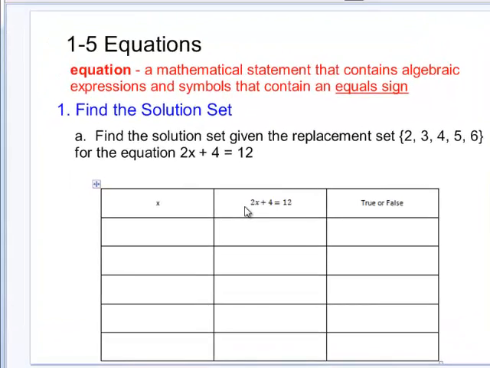Here we are again today. We're on Chapter 1, Section 5. It's going to be talking today about equations. Up until this point, we've been working with expressions. Today we're going to talk about an equation. And what is the difference between an expression and an equation?